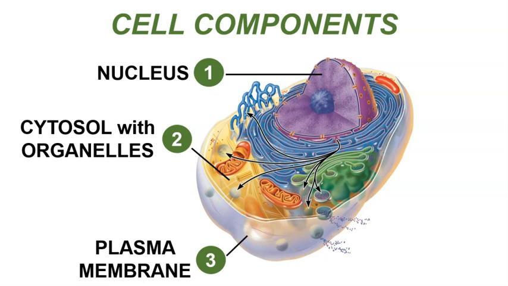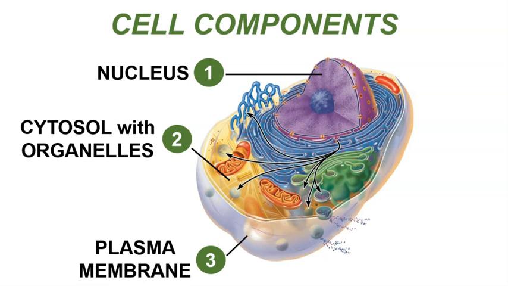The cytosol is the fluid environment of the cell, and it also contains, suspended within it, these small structures called organelles. So all cells are filled with a gel-like fluid that's called cytosol, and suspended within that cytosol are the organelles, which are going to carry out very specific functions and very specific tasks in the cell.